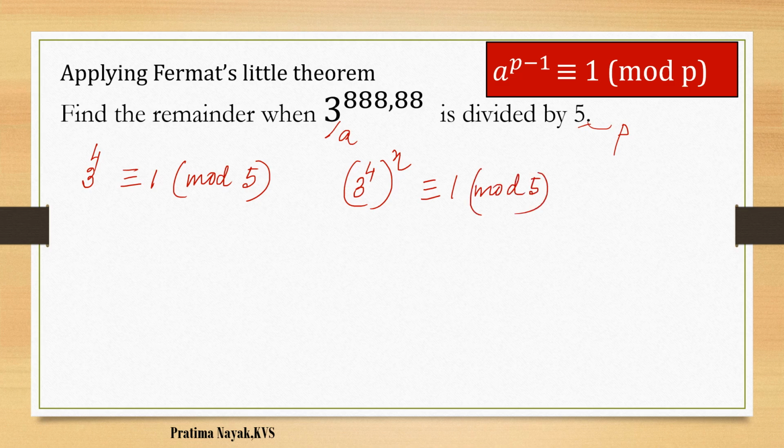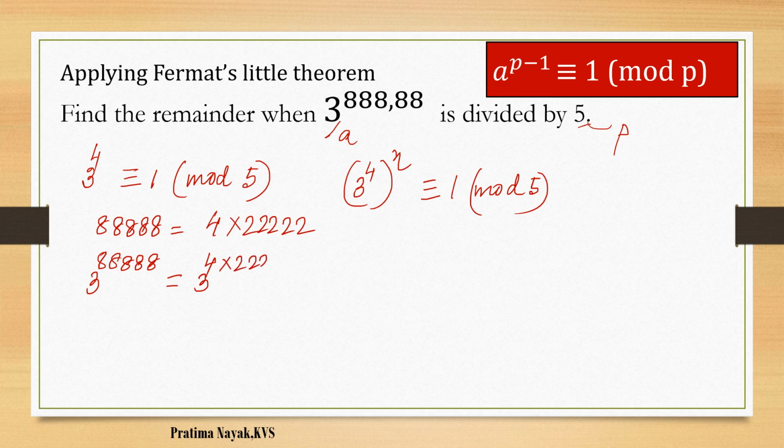8, 8, 8, 8 is such a big number, but it is divisible by 4. So 4 times 2, 2, 2, 2. So I can write 3 raised to the power 8, 8, 8, 8 as 3 to the power 4 into 2, 2, 2, 2, which will be congruent to 1 modulo 5. So the remainder is 1.